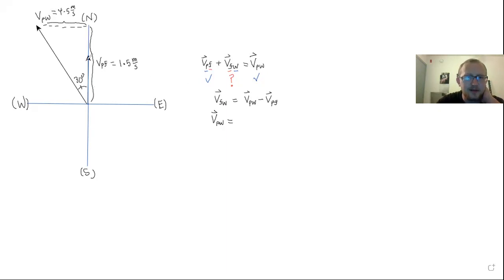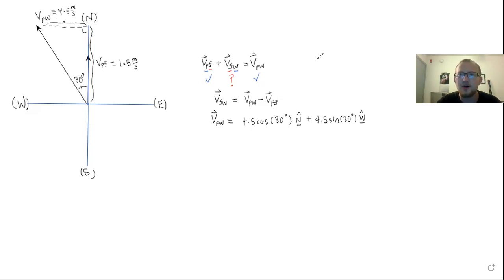And so you'll notice that the northward component of the velocity of the person with respect to the water is adjacent to this 30 degrees. And so for adjacent, we'll use cosine. And so we'll take the magnitude times cosine of 30 degrees. And this is going to be in the north direction. So I'm going to indicate that with a unit vector that indicates that I'm in the northward direction. Then you'll notice that the westward component of the velocity of the person with respect to the water, and mind you, this is a right triangle, very important, this is opposite of the angle. And so we're going to use sine for that, 4.5 sine 30 degrees in the westward direction.